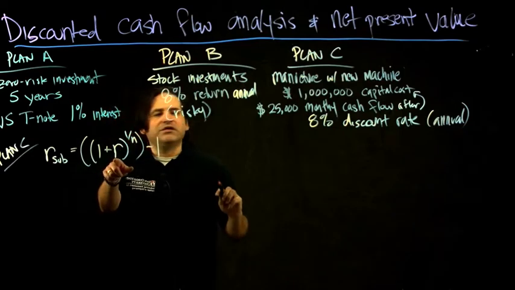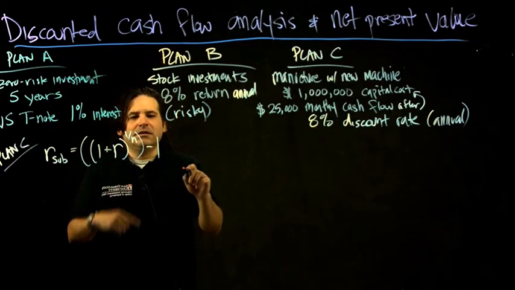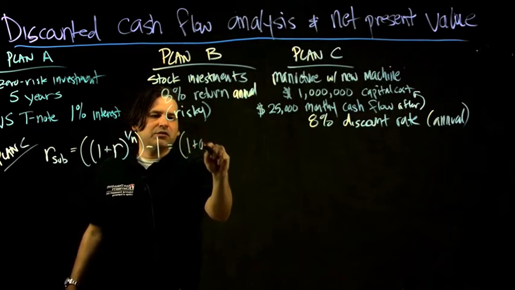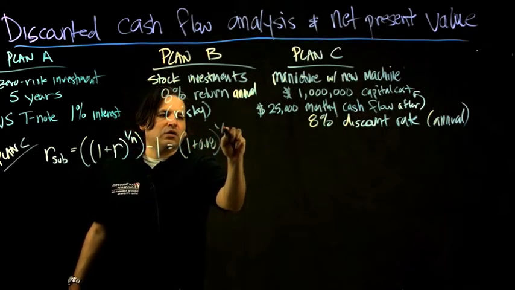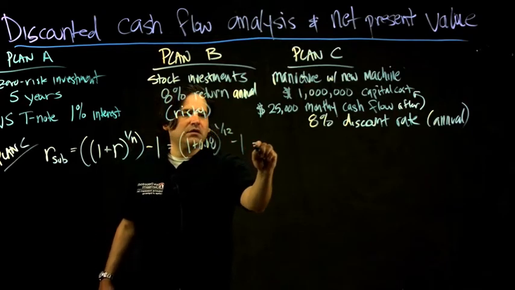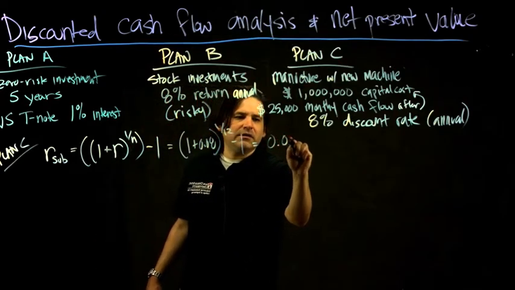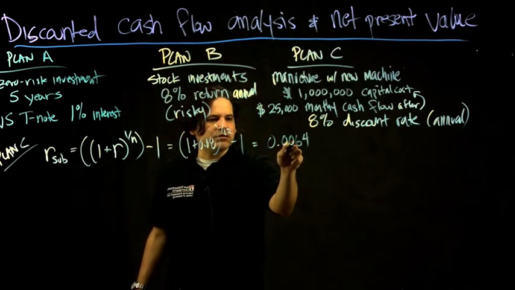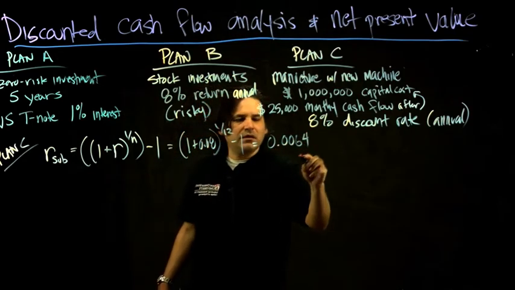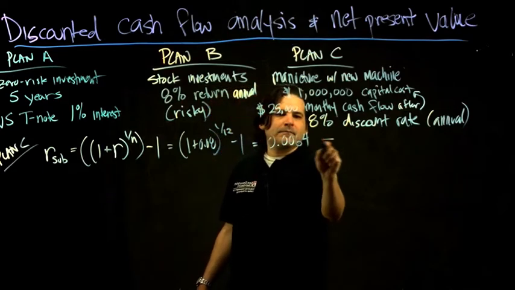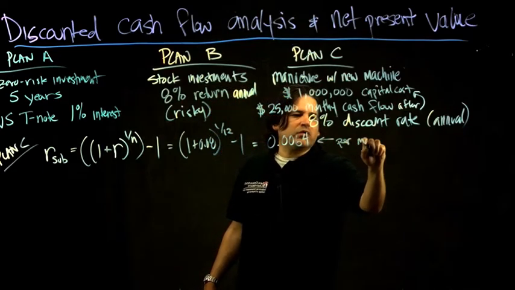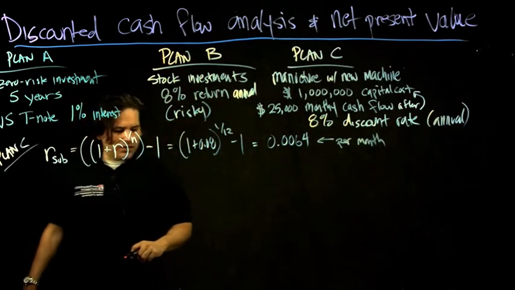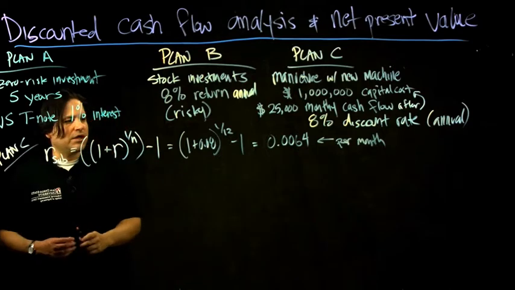So starting with 0.08, I'll go ahead and show the numbers. It's (1 + 0.08/12)^(1/12) - 1. So now, instead of having 0.08 per year, it's going to be 0.0064 per month. So we're correcting for this compounding interest over the month. Then we can apply this to our equation.